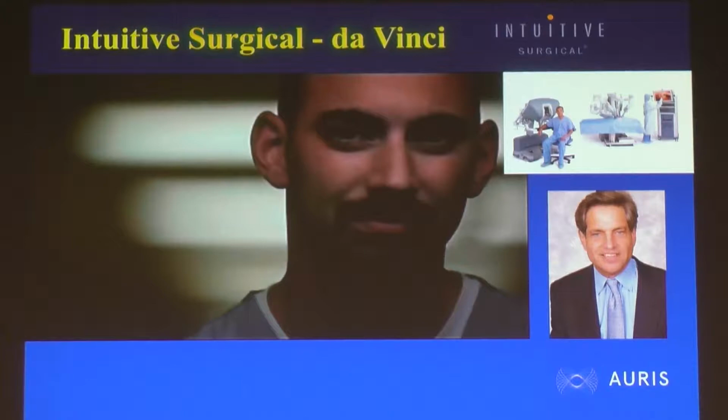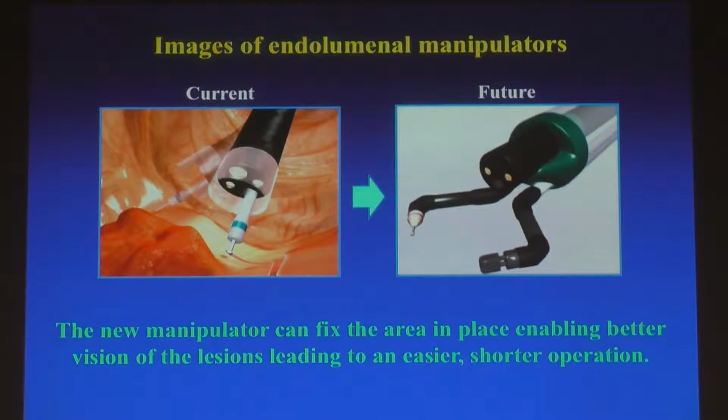So, we have been conducting the development of an endoscopy robot. The new manipulator can fix the area in place, enabling better vision of the region, leading to easier, shorter operation. I think this system will change the current operational environment where we have to move the tip of the endoscope up and down, left and right, and also move the vision and the knife at the same time.